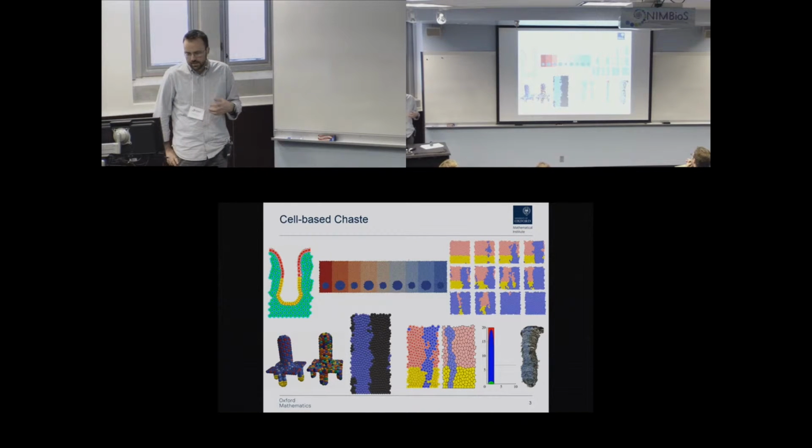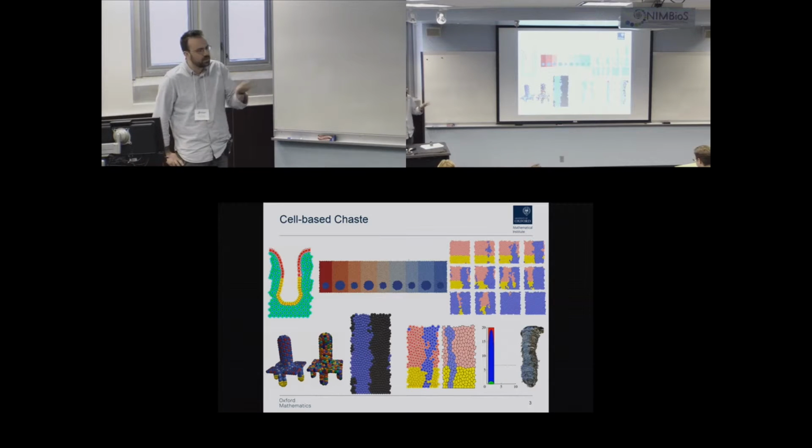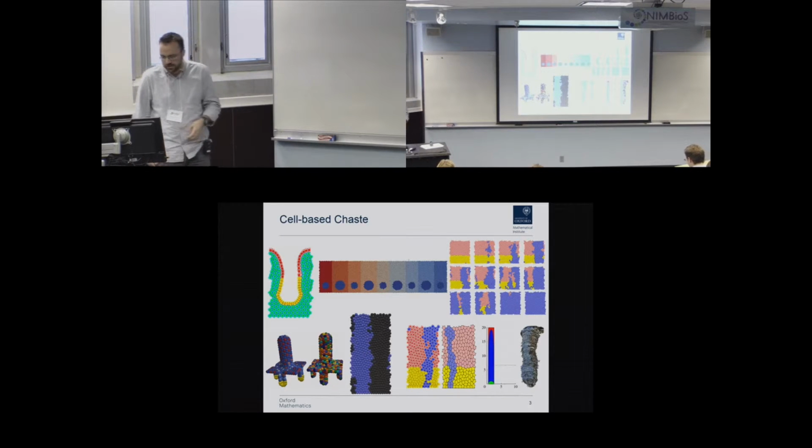And a lot of the original application area has been in the gut, so the tissue self-renewal, and also homeostasis and then carcinogenesis of the intestinal epithelium. So really thinking about how tissues self-organize and how this process goes wrong. Although my current research focuses a little bit more on developmental processes.